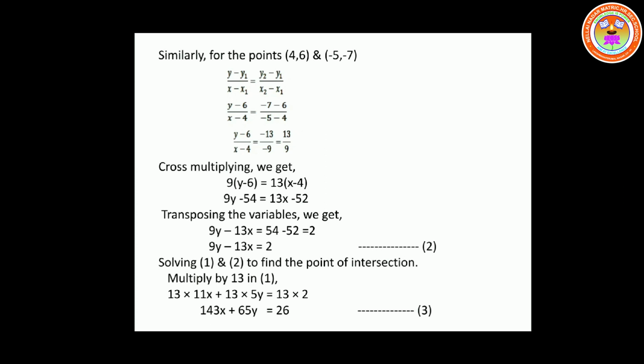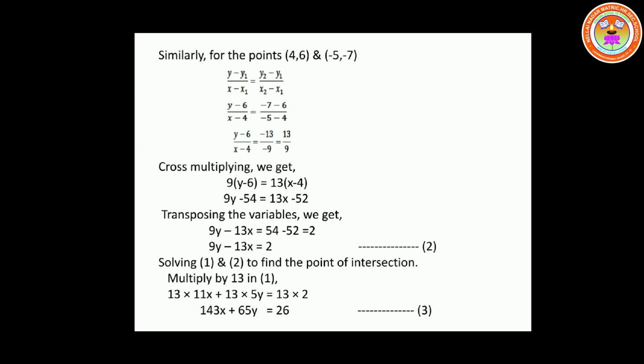So in the first equation, I am going to multiply by 13. So I want to eliminate either one of the variables. So in order to eliminate either one of the variables, I am going to multiply the equation with the given number. So here I am trying to eliminate the x variable first. So first equation is multiplied by 13. So when I multiply the first equation by 13, you get 13 into 11x plus 13 into 5y, that is equal to 13 into 2.